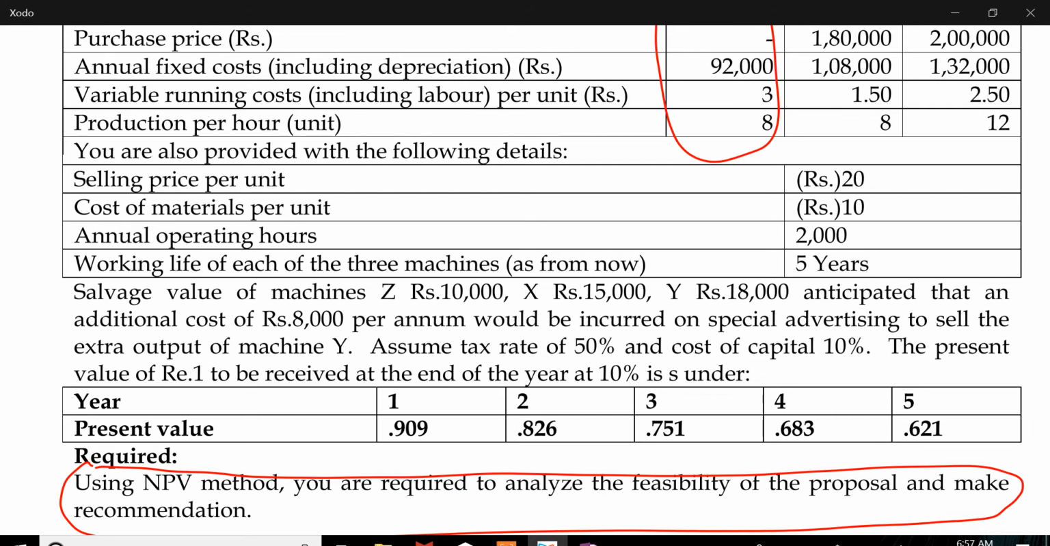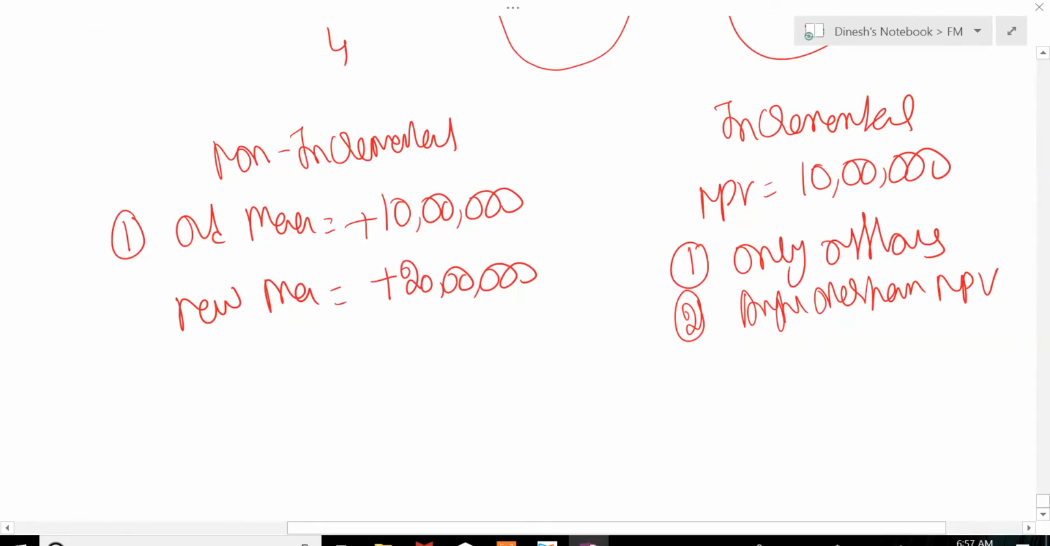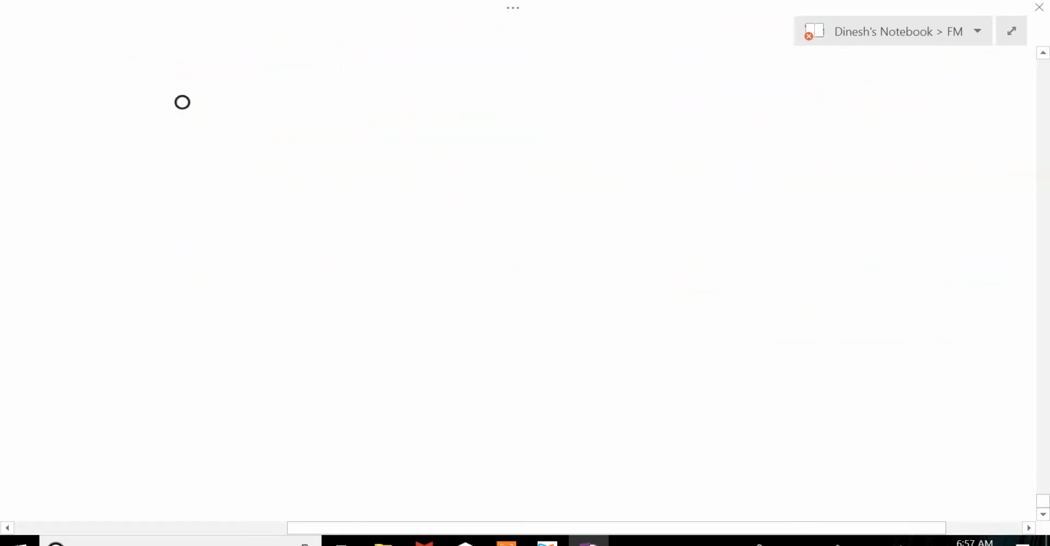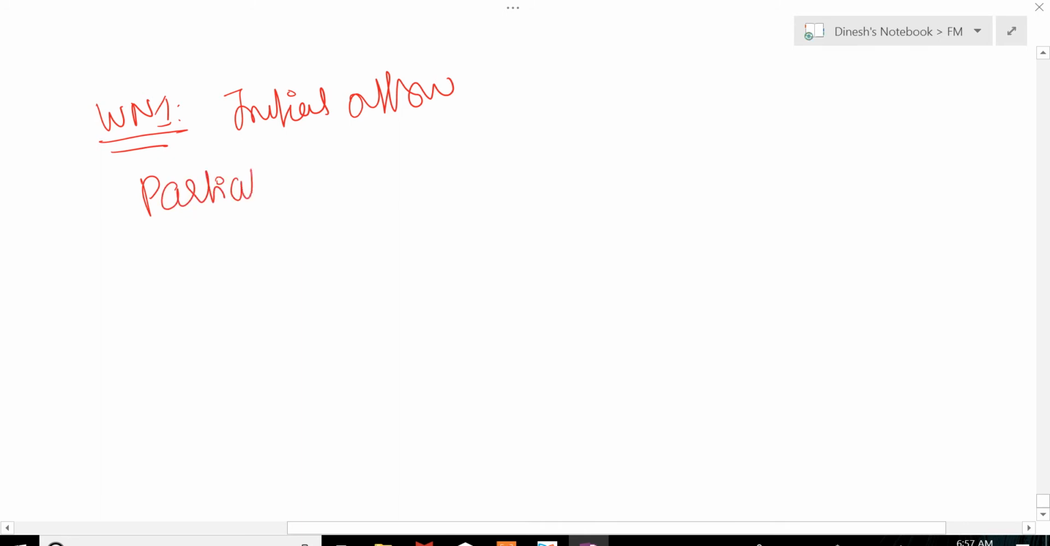Working note 1, initial outflow. Particulars: Z, X, Y. I will not fill X and Y. I will first do everything of Z, then we will fill everything of X, then fill everything of Y, so that you find it is exactly the same as what we have been doing. It's not a new scenario altogether.